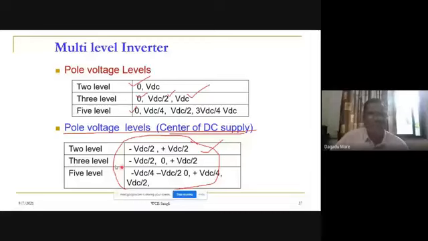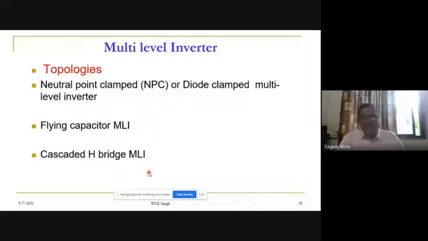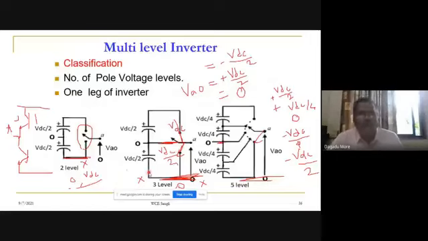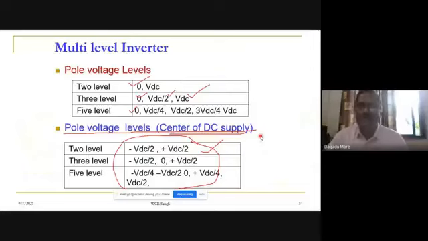So how do we define the number of levels? That depends upon the pole voltage levels: 2 level, 3 level, 5 level, 7 level, 9 level. We can have many numbers of levels. This is one classification.